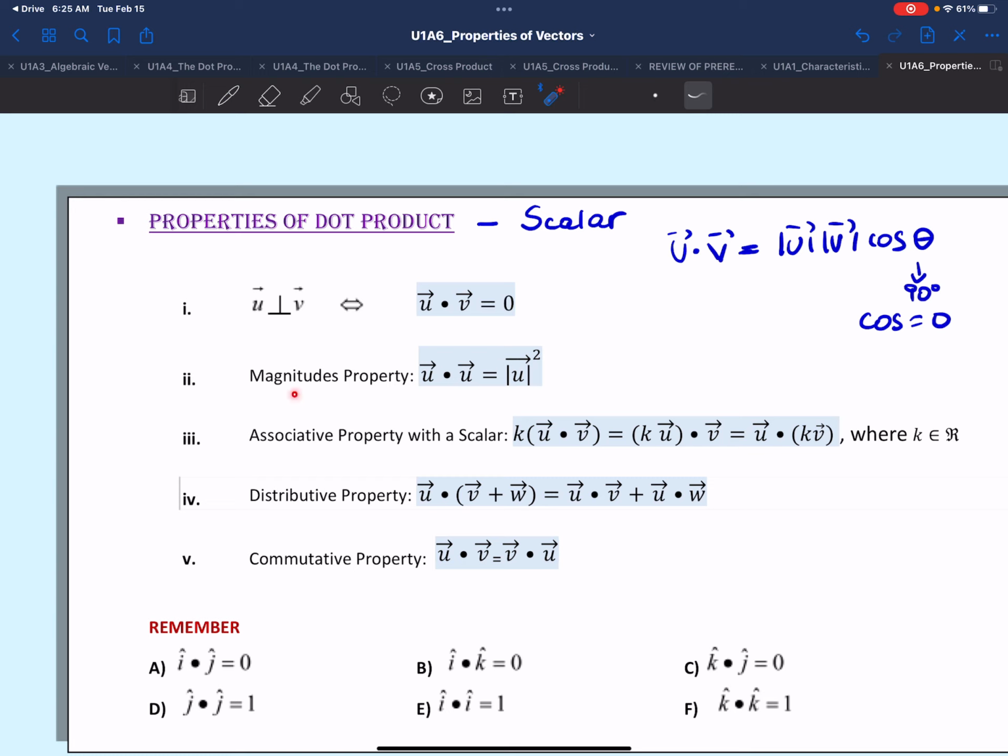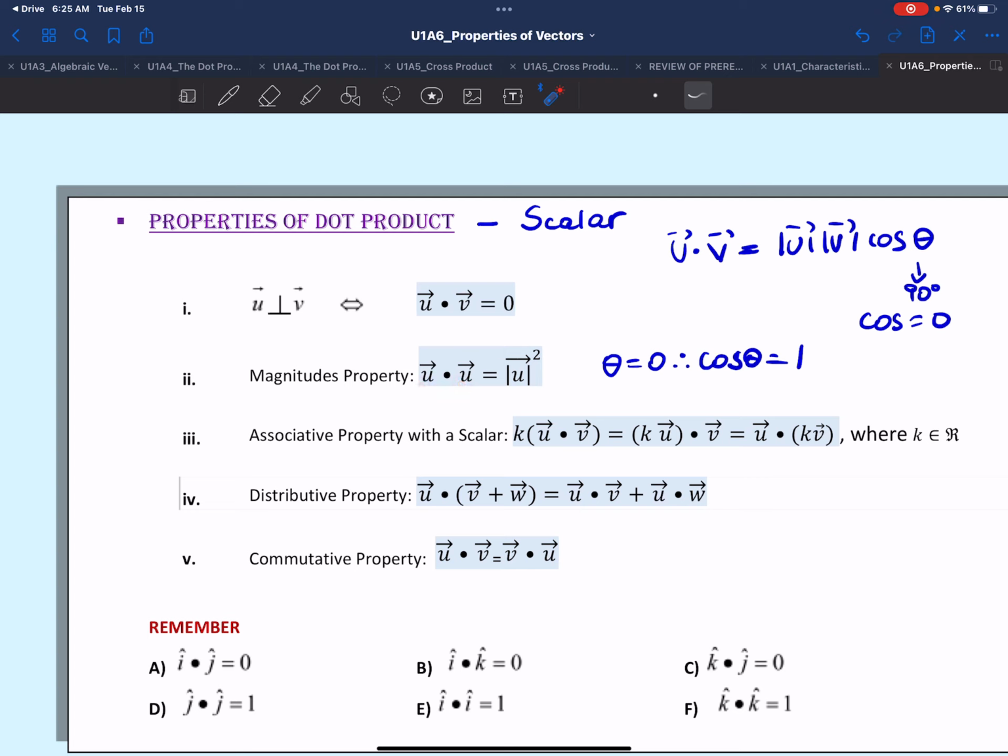The next is what we call the magnitudes property. It applies to multiplying a vector with itself in a dot product. In this case, the angle theta will be equal to 0, therefore the cosine of theta would be equal to 1, because cosine of 0 is 1, which leaves u dot u equal to magnitude of u squared.